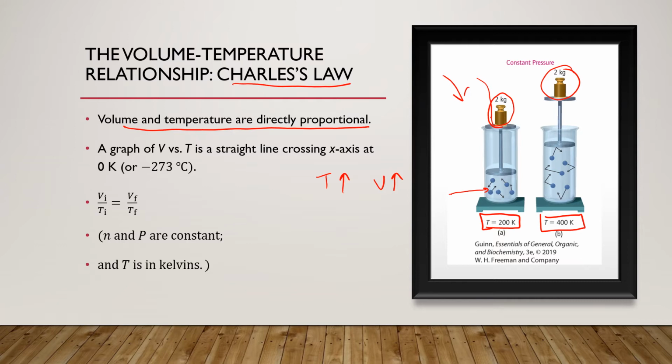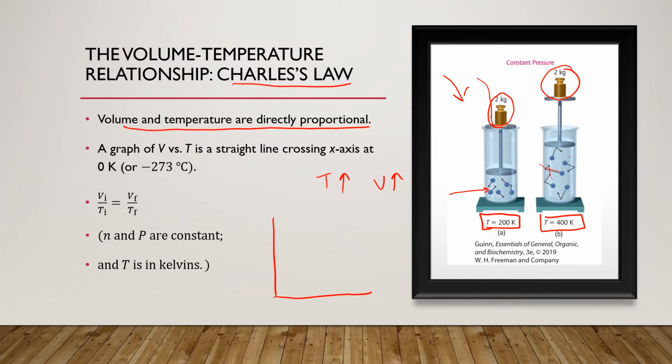As the temperature increases, the kinetic energy of these particles increases and they move faster, and hence they will expand. We know an increase in temperature causes expansion. So therefore, Charles' law states that a temperature increase will result in an increase in volume. A graph between the volume of a gas and temperature will be a straight line crossing the x-axis at 0 Kelvin.